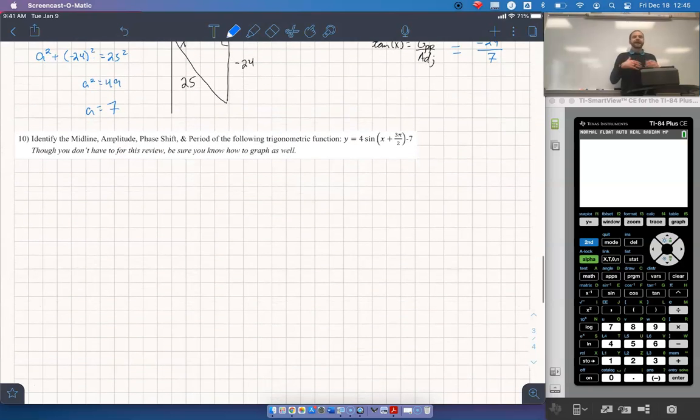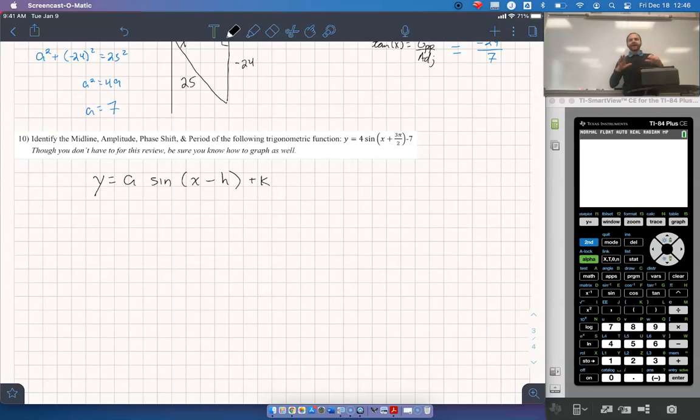Now, number 10, we're not being asked to graph. We're just being asked to analyze: what is my midline, what's my amplitude, what's my phase shift, what's my period, and the whole follow a map, trademark Mr. Ainsworth. So when we're going for this, we need to remember the general structure. Your A value affects the vertical stretch and even affects the reflection over the x-axis. Sine of, in this case, x minus my h plus my k.